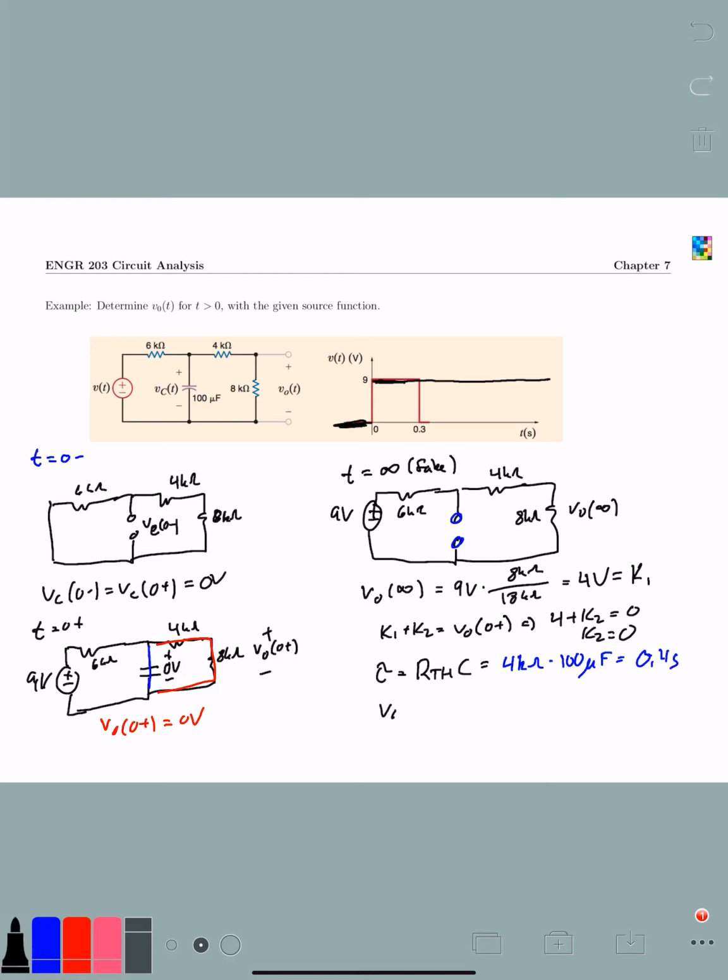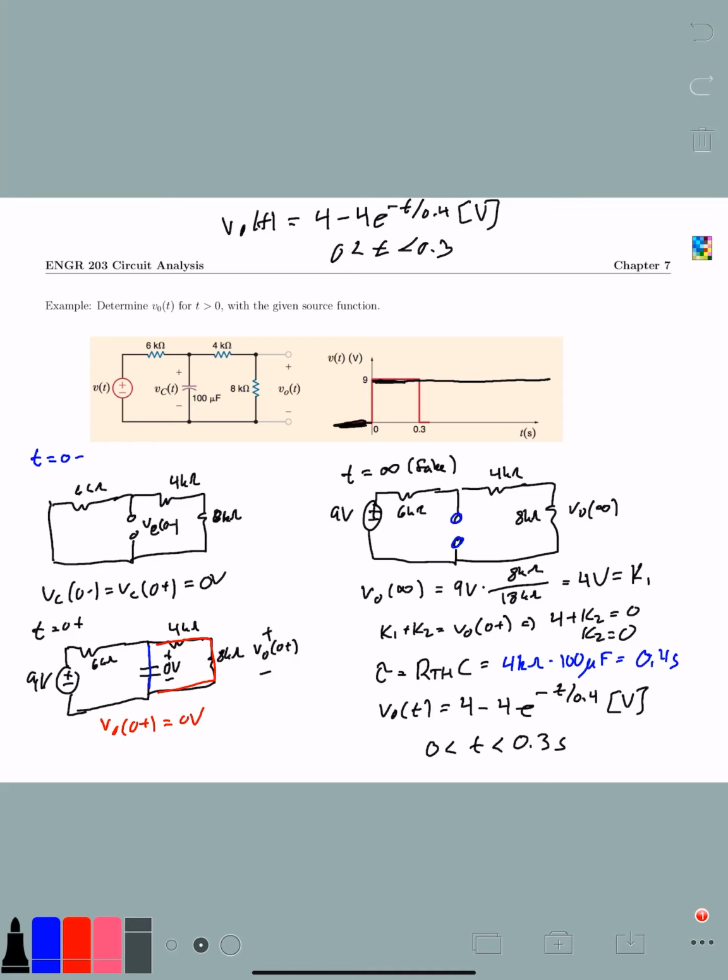And so what we'd have is the formula V0 of t is 4 minus 4 e to the negative t over 0.4 volts. But the problem is this is only good up until the point where it switches again. So I'll go ahead and write that on top here. V0 of t is 4 minus 4 e to the negative t over 0.4. And this is good up until it switches a second time.